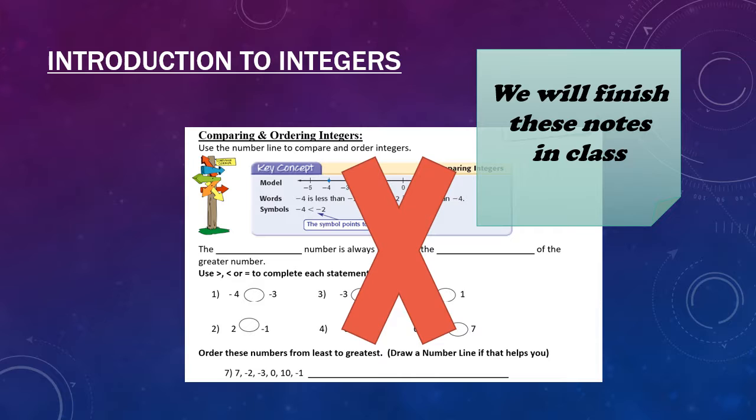So for the bottom little section on the back page, we're not going to tackle that yet. That's the comparing and ordering integers part. We're going to do some more investigation and do some more scenarios in class. So we will finish those notes in class. Don't worry about those for the video. Just put this back into the TOC or notes section of your binder, and we will get it back out in class.